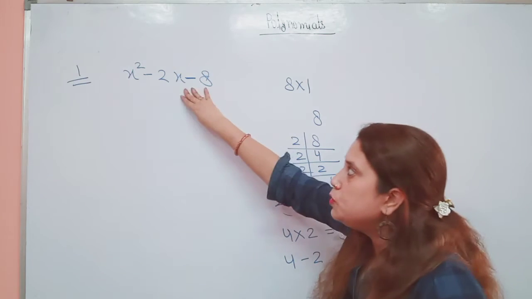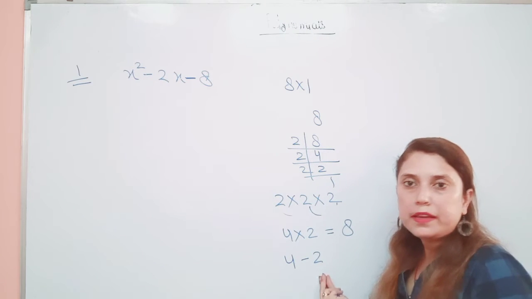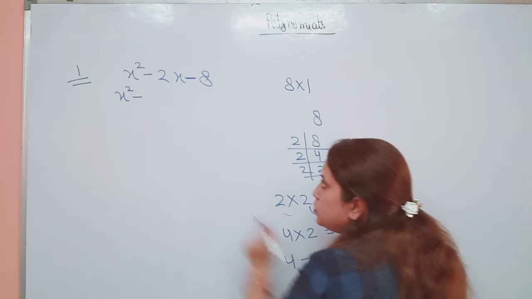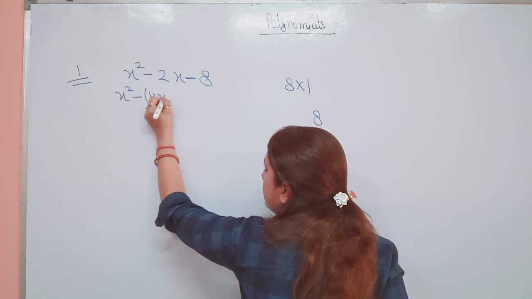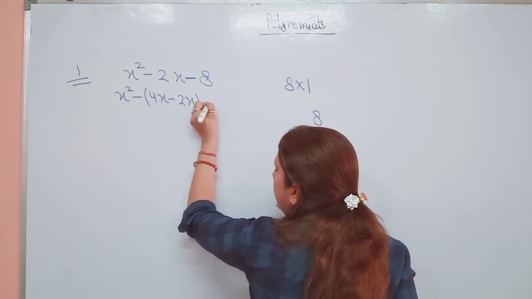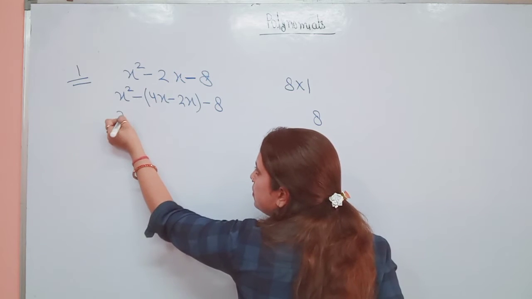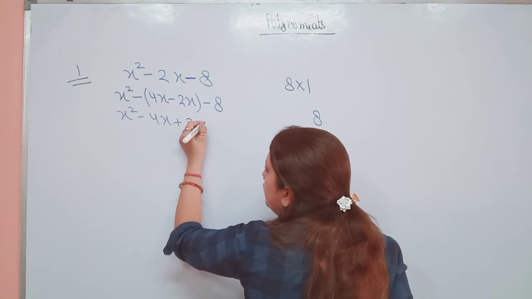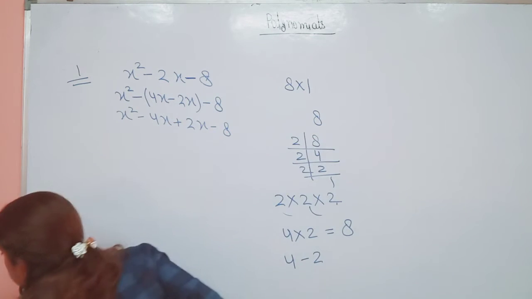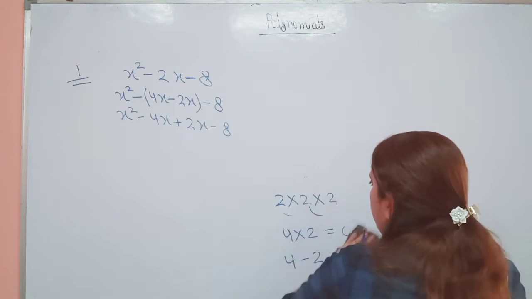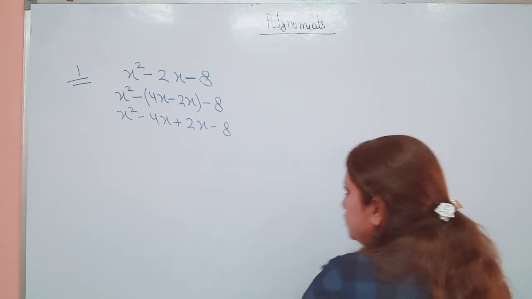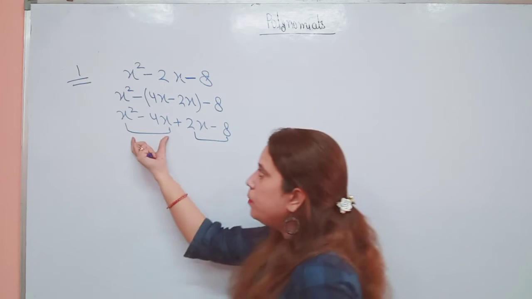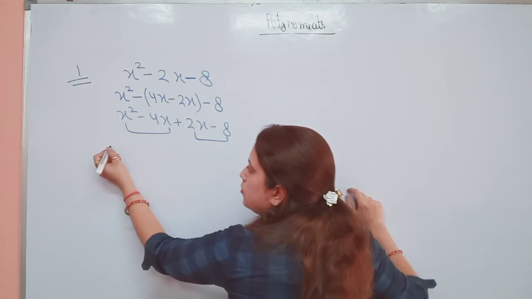It means we split 2x as 4x minus 2x. And always remember that you will write this 4 minus 2 within a bracket: x square minus 4x plus 2x minus 8. Now open the bracket: x square minus 4x plus 2x minus 8. Okay beta. Now we do the pairing. Make the pairs. What is common in these two pairs? x. So take x as common.